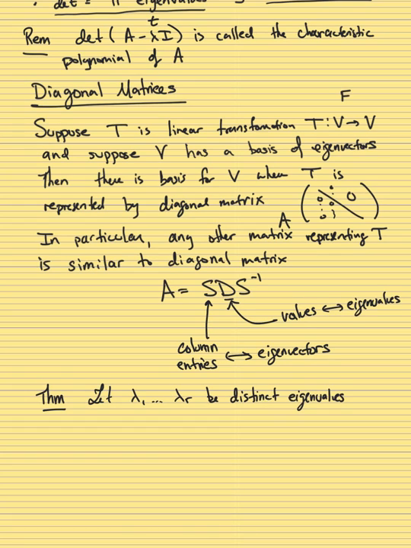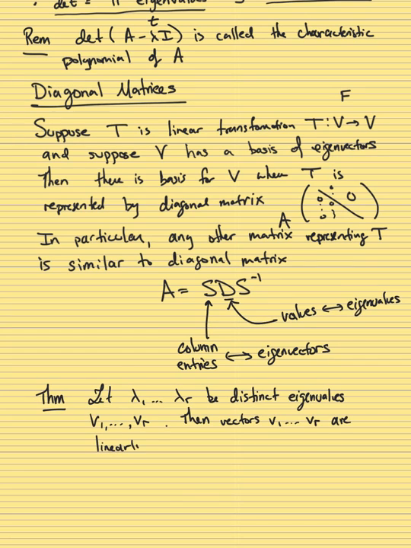Okay, and let's take their corresponding eigenvectors. Right now these have to also be distinct. Okay, then the vectors v1 up through vr are linearly independent.